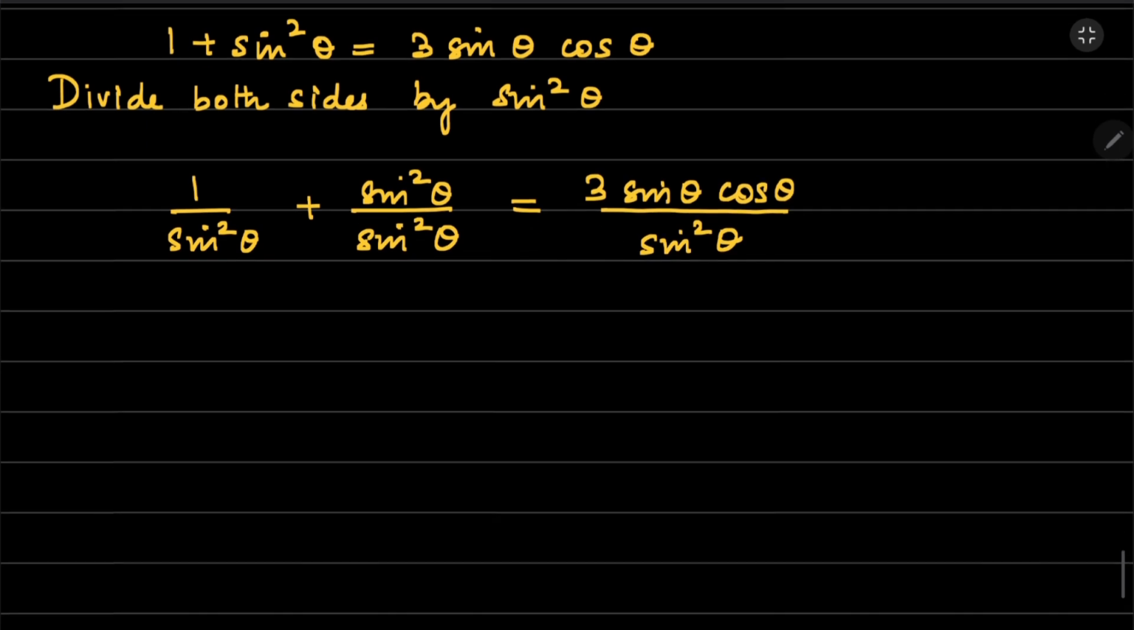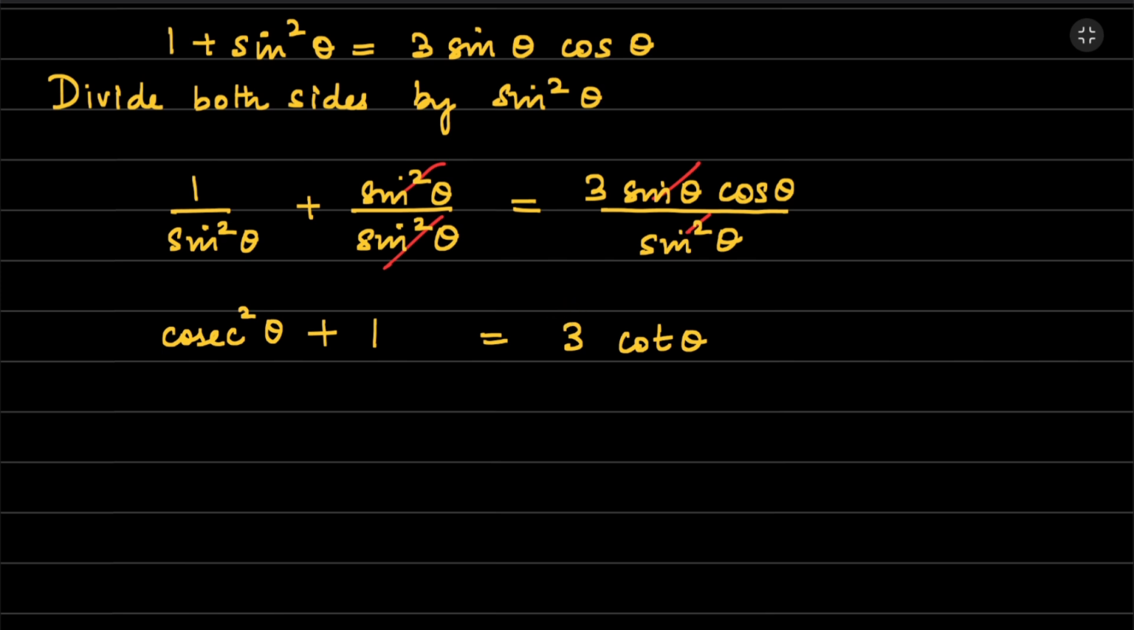So now 1 by sine square theta will be cosecant square theta. Cosecant square theta plus, these sine square will get cancelled. This sine theta and one of the sine theta will get cancelled. So here it's 1 is equal to 3 cos theta by sine theta. So I'll directly write cot theta. Identity that is related with cosecant and cot.